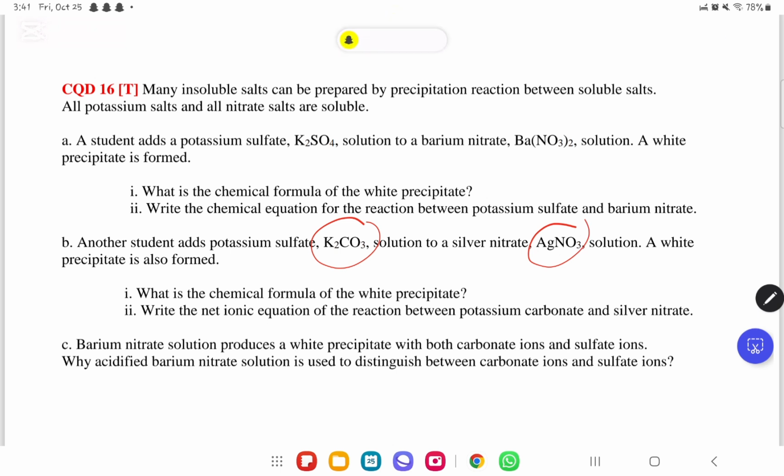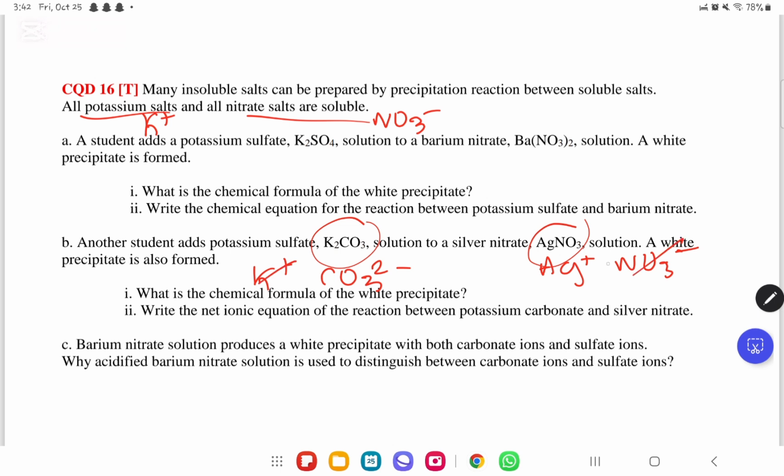They told us that potassium salts and nitrate salts are soluble. Why is that? It's because K+ is soluble with everything and NO3- is soluble with everything. So if we make their ions, it's going to be K+, CO3 2-, and then Ag+, and then NO3-. We know K+ and NO3- are soluble with each other. So they will form what?